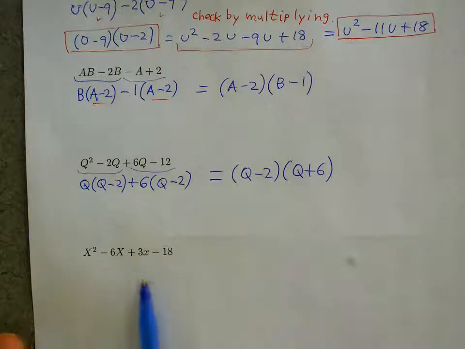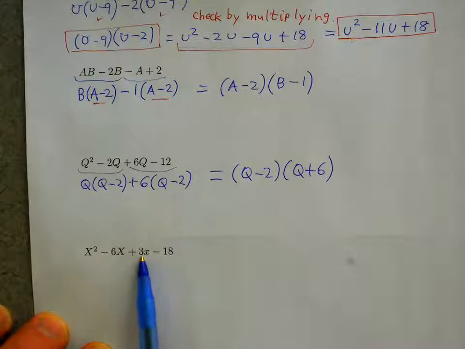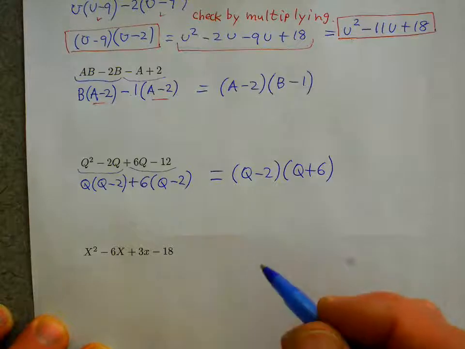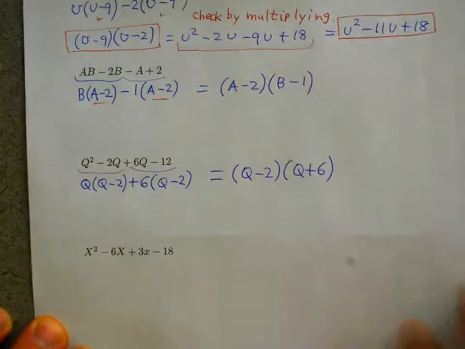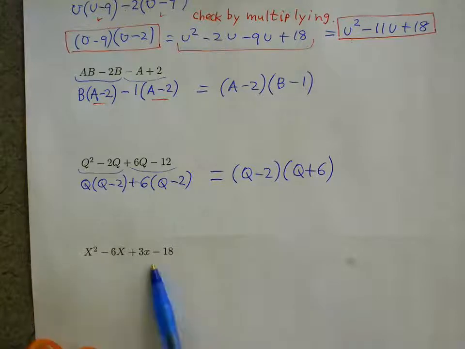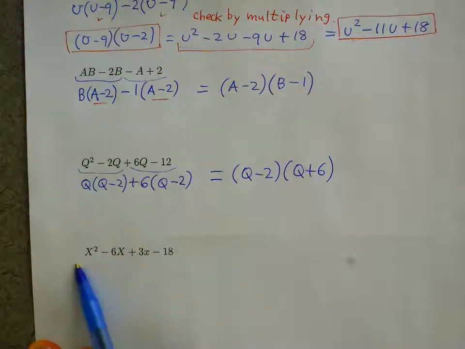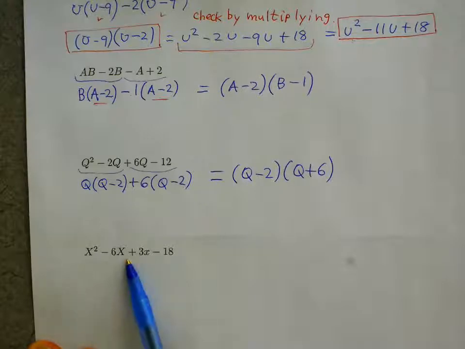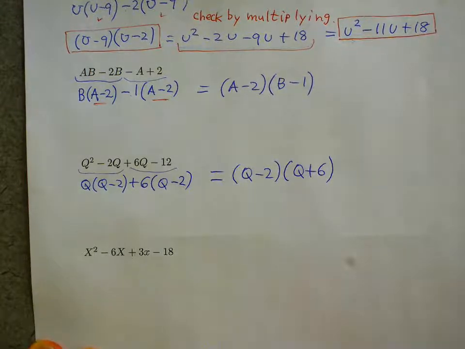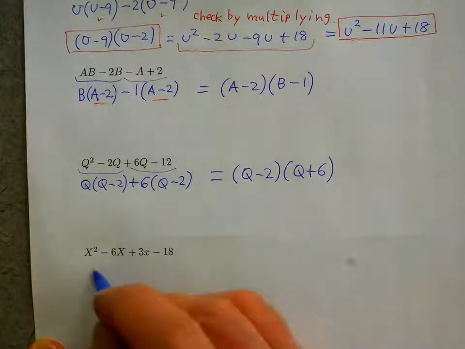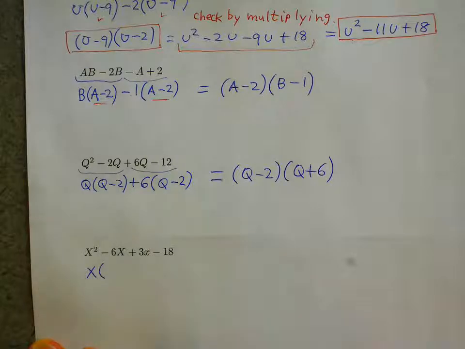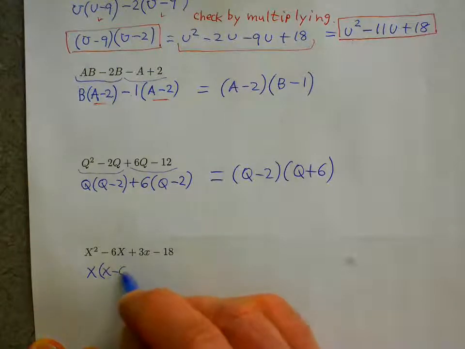Okay, the next one, well, this one is a typographical error. The 3x should be 3 times capital X. But we will proceed. So we'll factor by grouping. Out of the first two terms, x squared minus 6x, the greatest common factor is x. And when we factor x out, we're left with x minus 6.